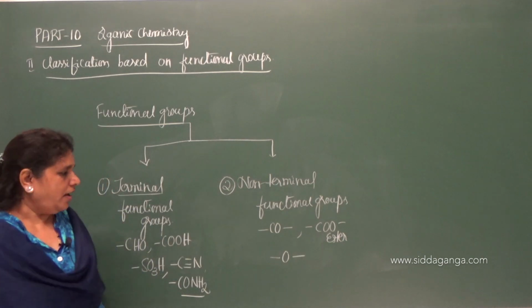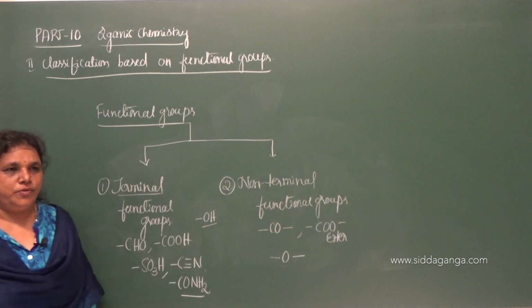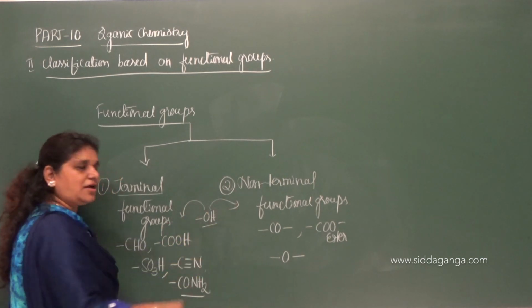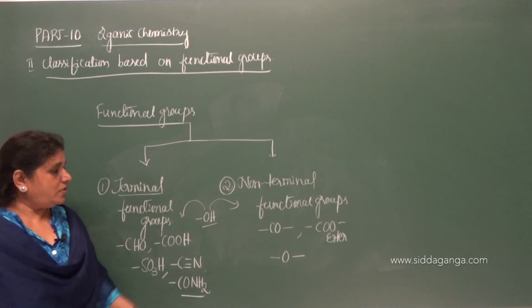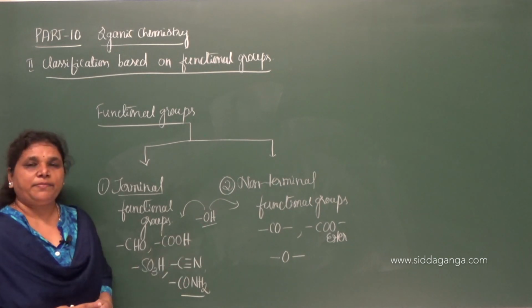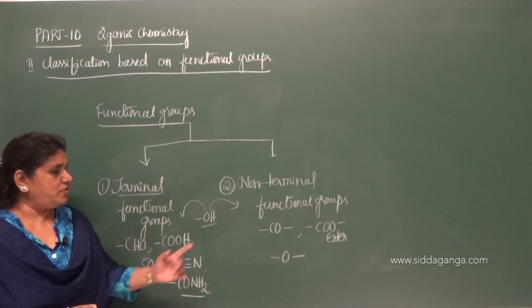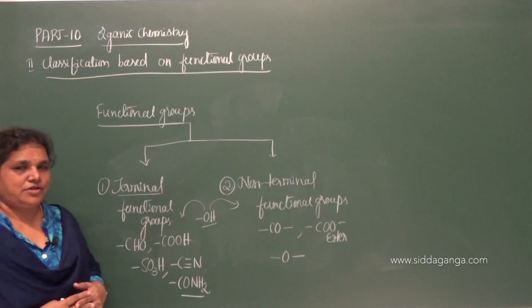O, ether. And if you take OH, alcoholic group, it may act as a terminal functional group, and sometimes it acts as a non-terminal functional group. It may be present at the end of the carbon chain, or it may be present at the non-terminal position of the carbon chain. So the OH group is both a terminal and a non-terminal functional group.